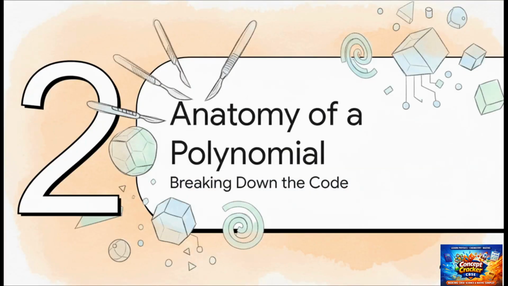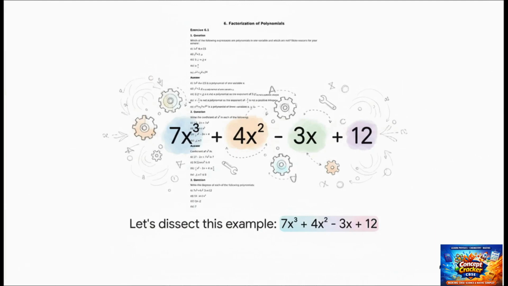Awesome, so now you're a polynomial spotter. You know the real deal from a fake. So what's next? Let's grab one of these things and, like a scientist, put it under the microscope. We're going to dissect it and figure out what all the different parts are called. And here's the one we're going to work with. Let's use this example. 7x cubed plus 4x squared minus 3x plus 12. Let's break this thing down.